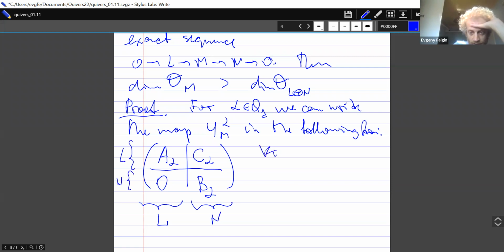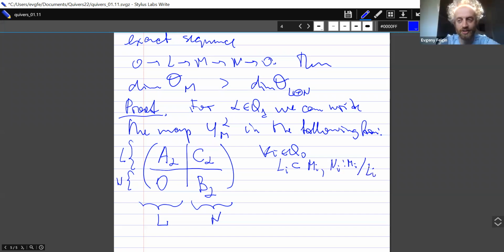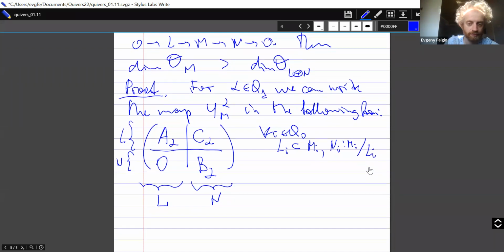So for each i in Q0, one has Li sitting in Mi, and Ni is isomorphic to Mi modulo Li, right? So this means that we can choose bases in such a way that the structure of our phi alpha is like given in this picture. So L is a subrepresentation and N is a quotient representation. Okay.